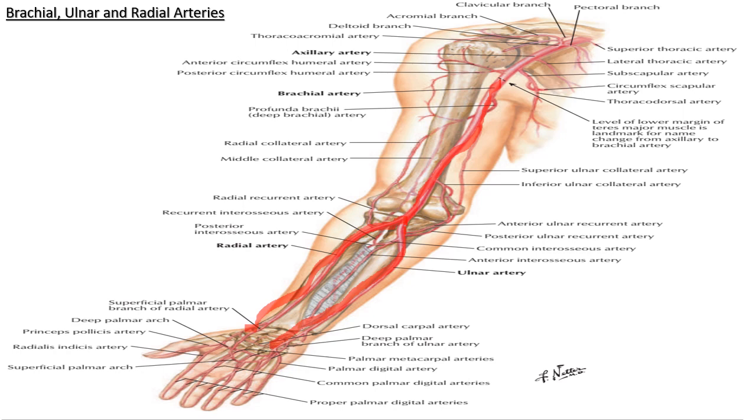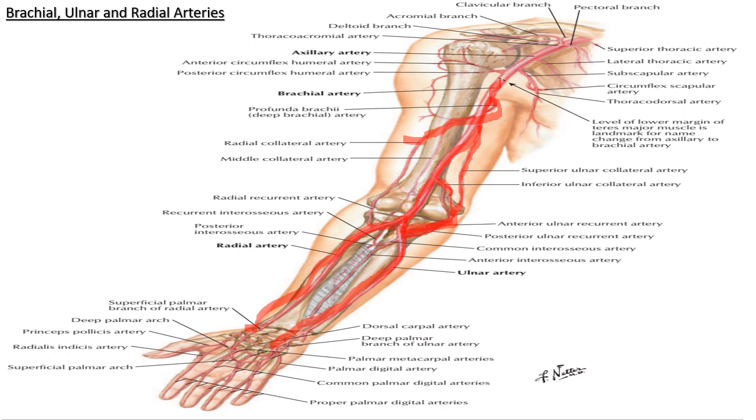Okay, so along its course, it has given off this profunda brachii artery. Then it will also give off another branch, which is known as the superior ulnar collateral artery, which goes to anastomose with the ulnar artery there. And then it also gives off the inferior ulnar collateral artery, which will also go to anastomose with the ulnar artery right there. Okay, so that's about the brachial artery.